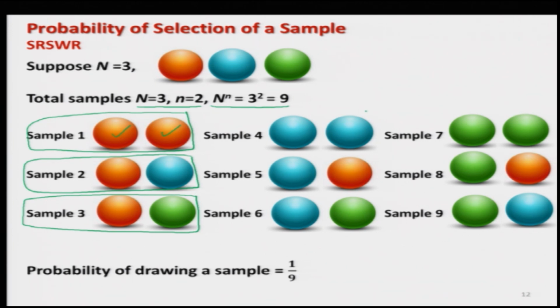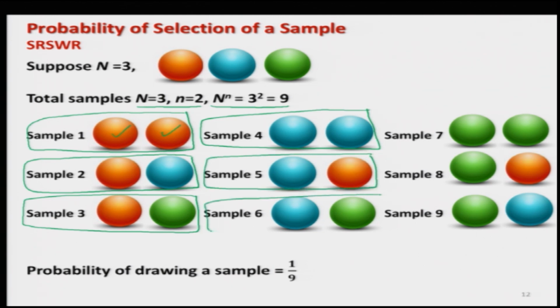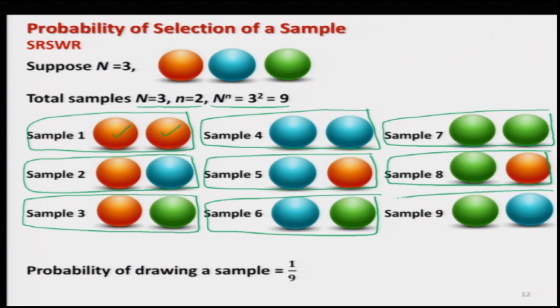Blue ball, blue ball, both repeated, this is my sample number 4. Blue ball, red ball, sample number 5. Blue ball, green ball, sample number 6. Green ball repeated, so 2 green balls, sample number 7. One green ball, one red ball, sample number 8, and lastly one green ball, one blue ball, that will constitute sample number 9. So now I simply have to compute the probability of selection of any of the samples.